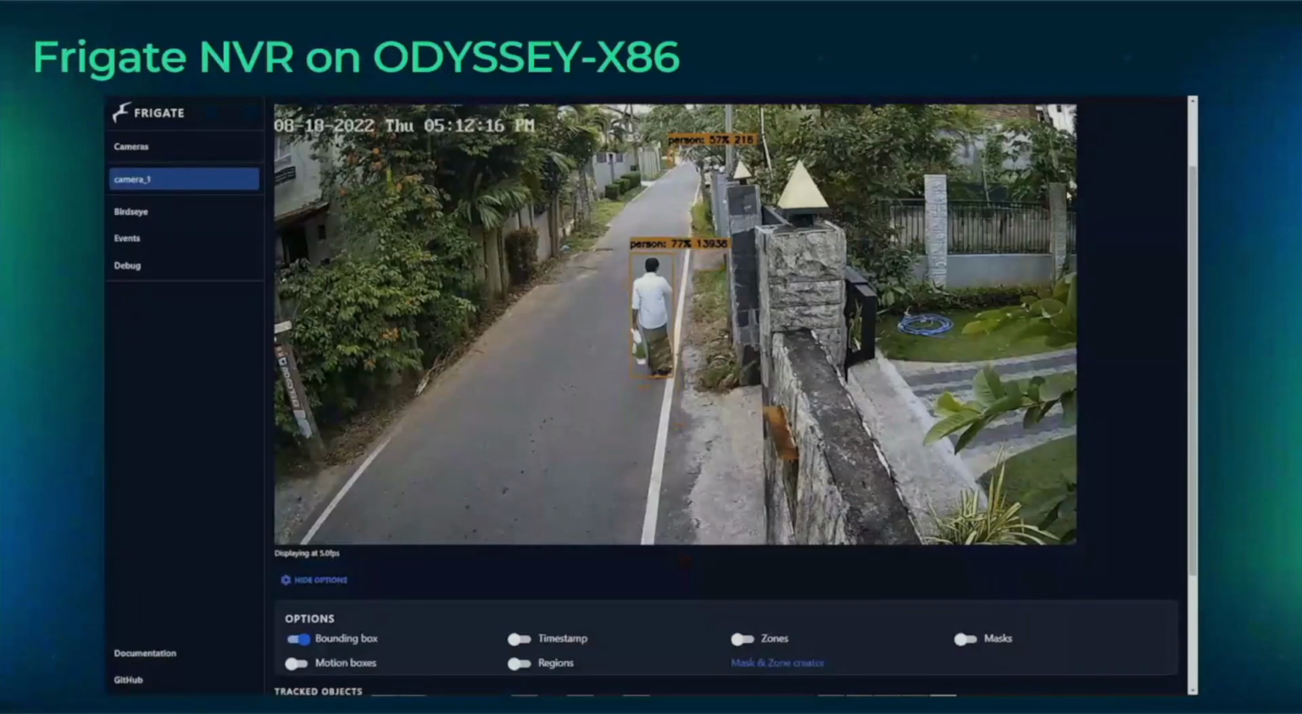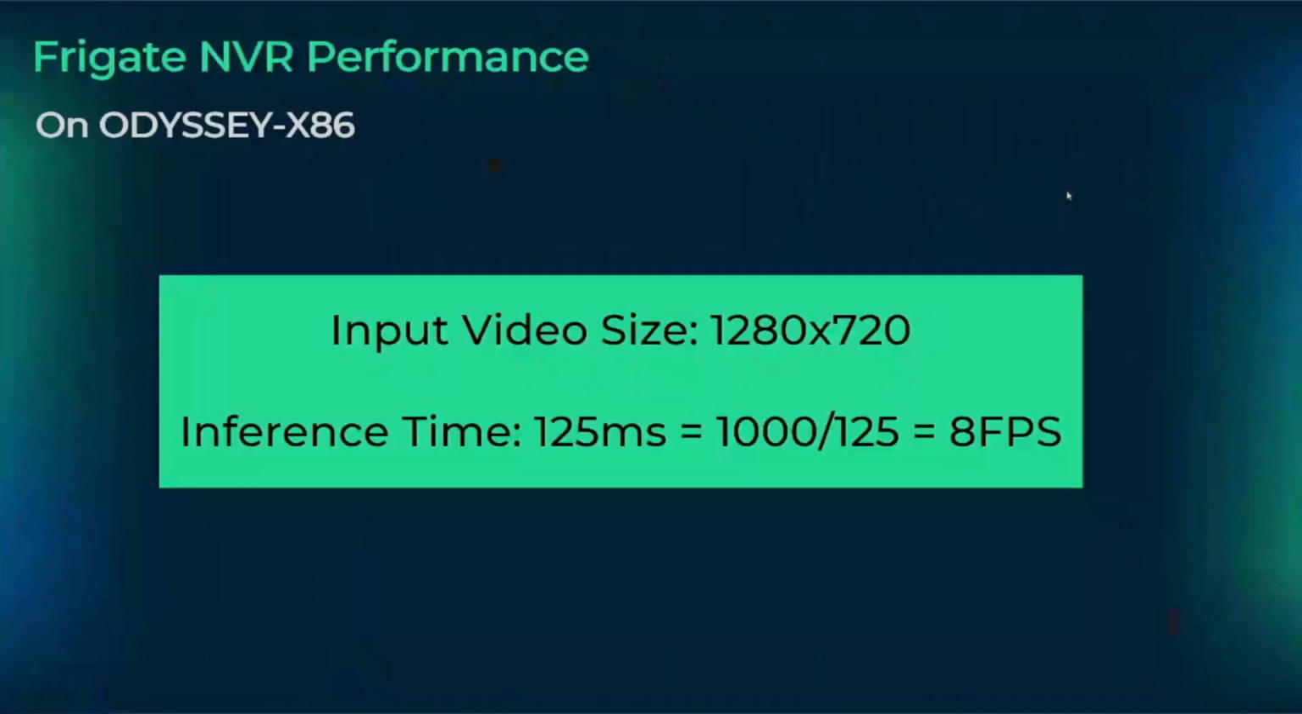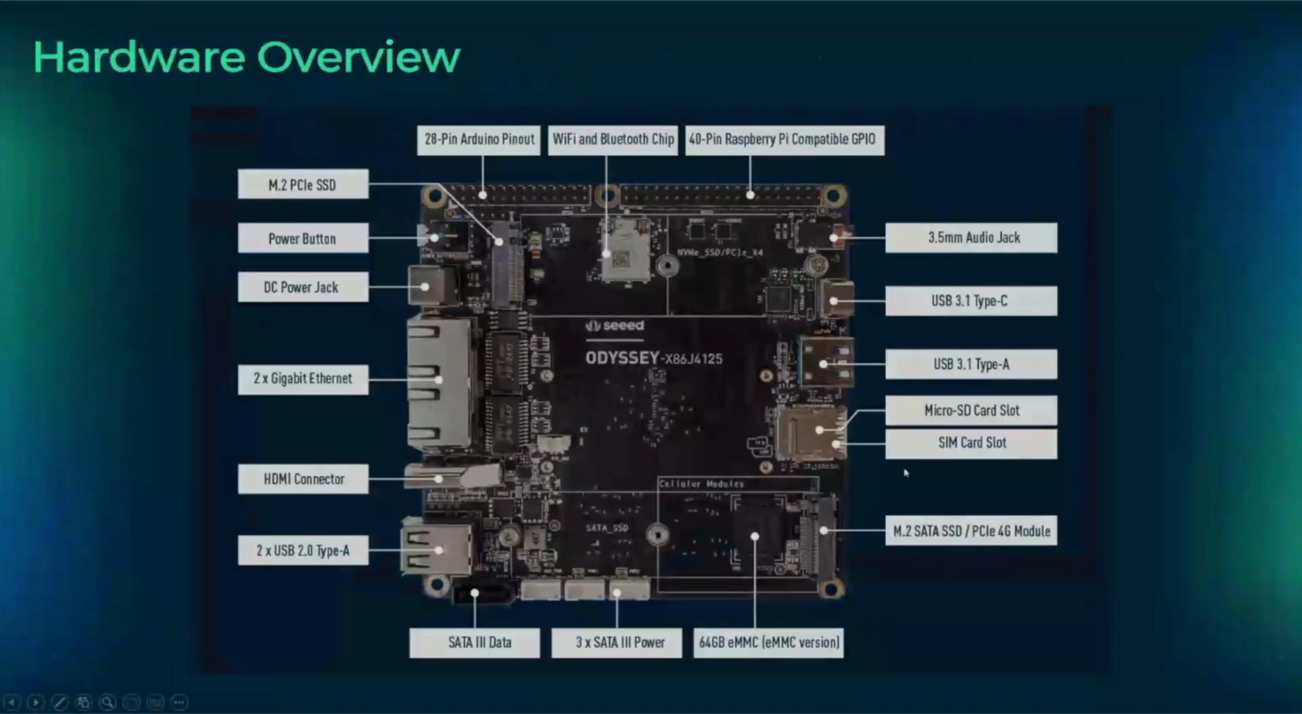And this is an NVR solution. This is the Frigate NVR to detect objects in a video stream from an IP camera. You can connect many cameras together, and for that you get only about 8 frames per second of inference. Why is this? Because this is running on the CPU, because this doesn't have a very good integrated GPU.